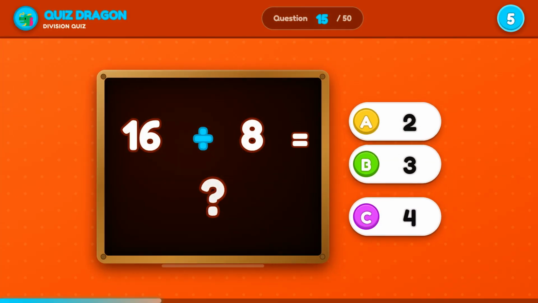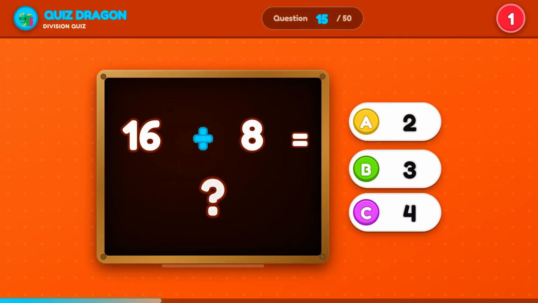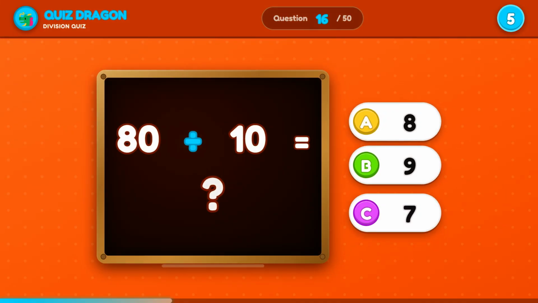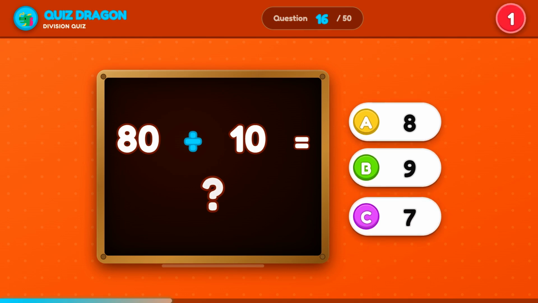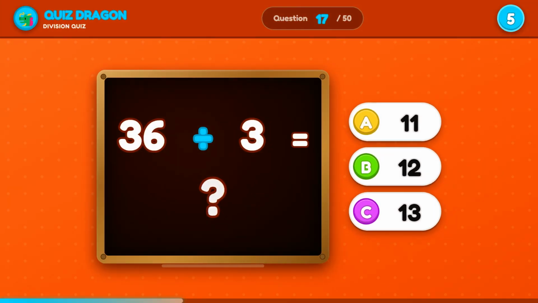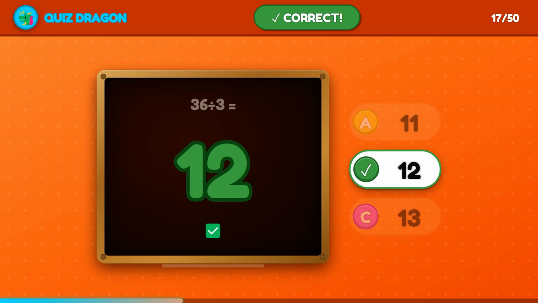Question 15. What is 16 divided by 8? The correct answer is A, 2. Question 16. What is 80 divided by 10? The correct answer is A, 8. Question 17. What is 36 divided by 3? The correct answer is B, 12.